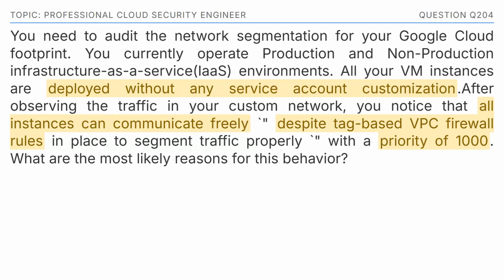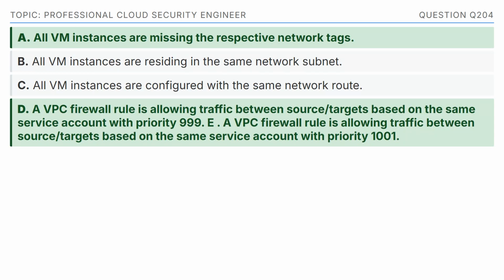To arrive at the correct answer, we focus on the keywords: deployed without any service account customization, all instances can communicate freely, despite tag-based VPC firewall rules, priority of 1000. The correct answers are option A, all VM instances are missing the respective network tags, and option D, a VPC firewall rule is allowing traffic between source/targets based on the same service account with priority 999.